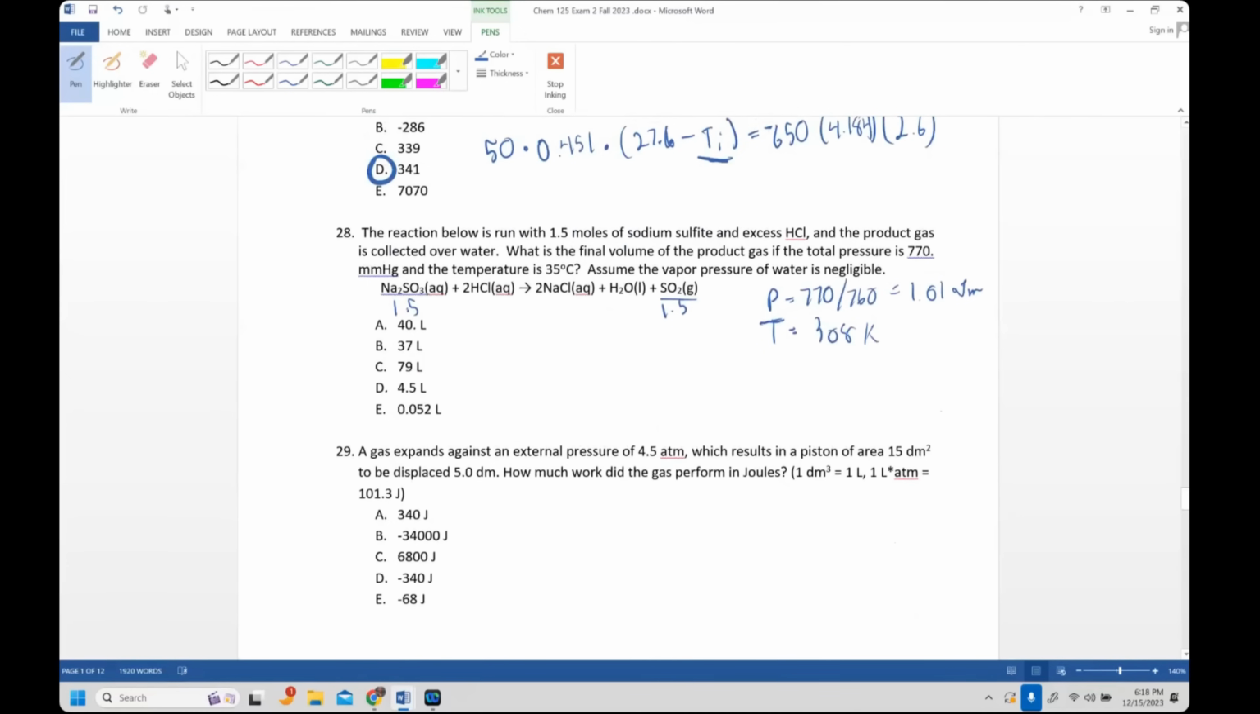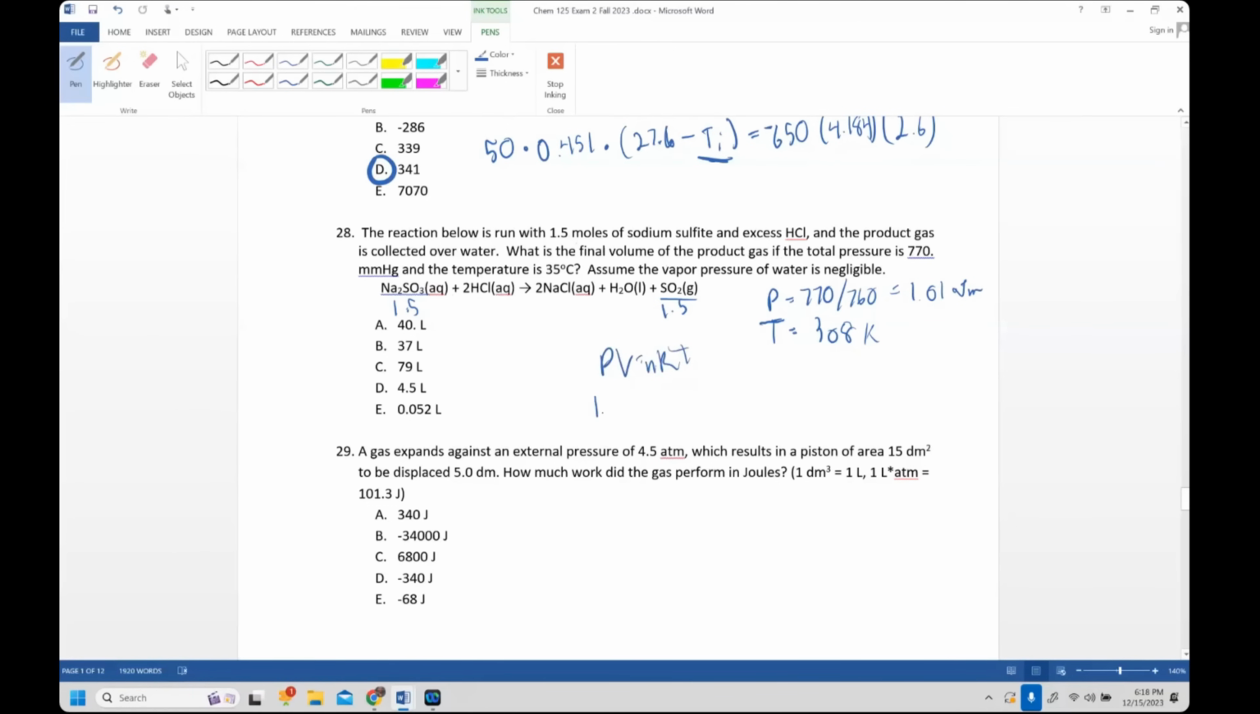All right. So next, we can use PV equals nRT, and we can figure out the final volume of the product gas if the total pressure is 770. We have to look at the reaction to make sure SO2 is the only gas. And it is. If it wasn't the only gas, we might have other gases to consider to find the total pressure. But we don't have to, which is good.